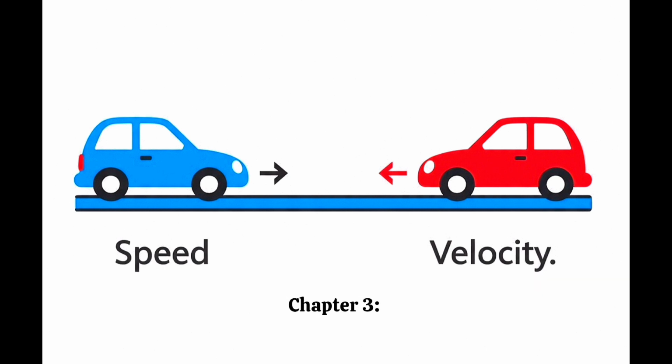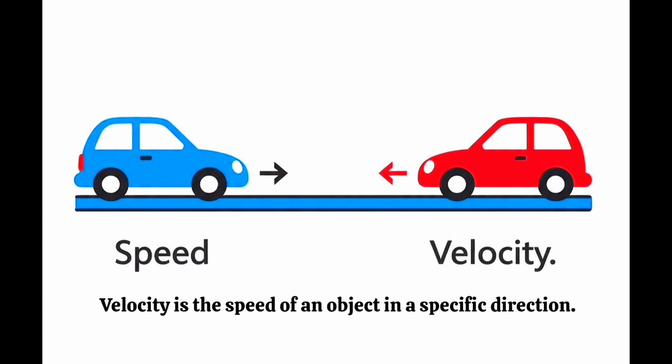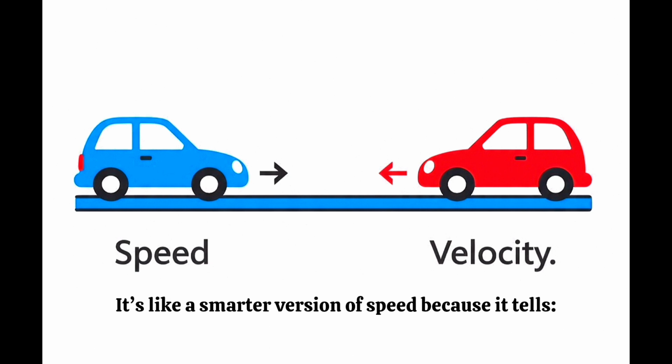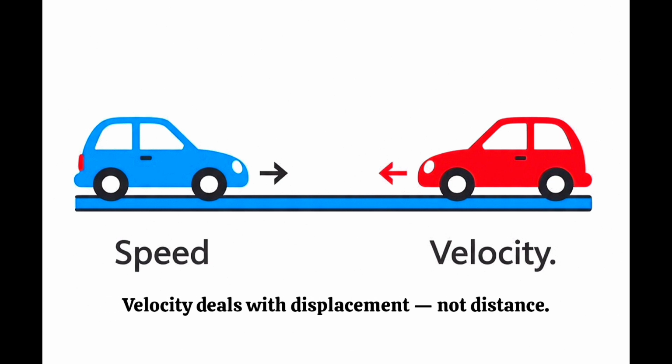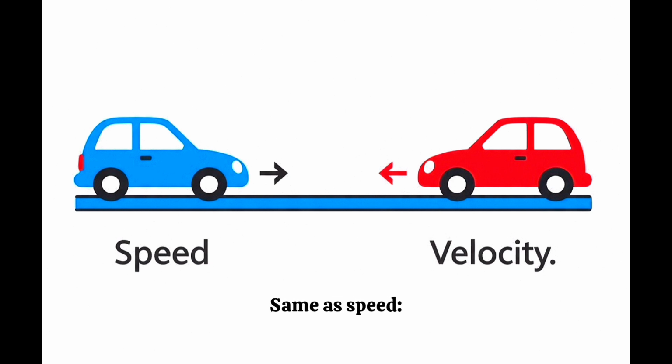Chapter 3. What is velocity? Definition of velocity: velocity is the speed of an object in a specific direction. It's like a smarter version of speed because it tells how fast and in which direction. Keyword: displacement. Velocity deals with displacement, not distance. Units of velocity: same as speed, m/s, km/h. But here, direction is important.